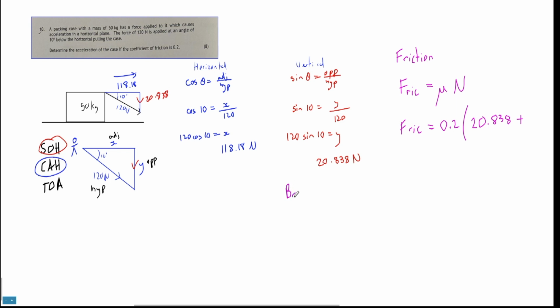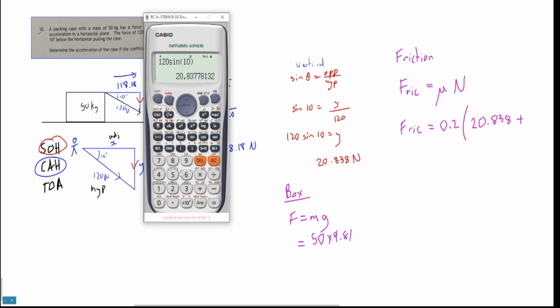The box, I'll write it down here, is going to be pushing down with gravity times its mass. It's just F equals ma or F equals mg, because the acceleration is gravity in this case. So we've got 50 kilograms times 9.81. Let's see how much it's pushing down by. 50 times 9.81 is equal to 490.5.